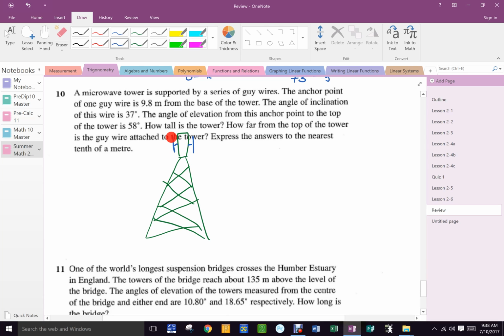Do you have to draw a tower? No, because this is not art class. What do you have to draw to show? A line. There's my tower. Right?